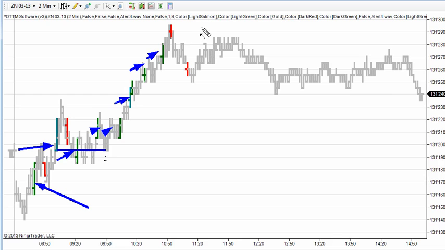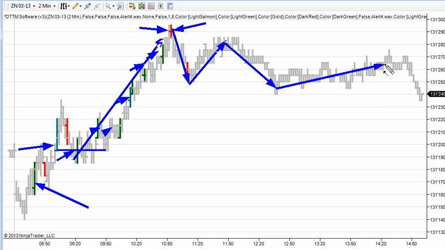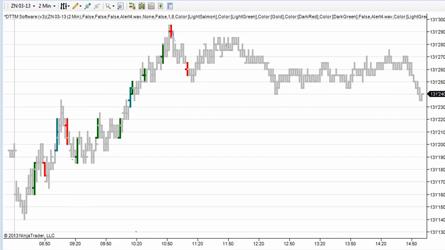It wasn't until the very high of the day where we started to get some follow through lower on a selling bar, and you can see again that's where we started some two-way activity. This pure wave of buying was over. Now we got into a little bit more of a consolidation type of phase.